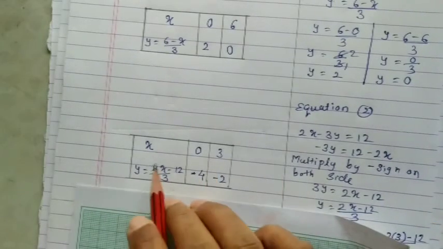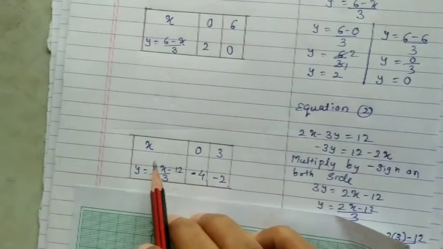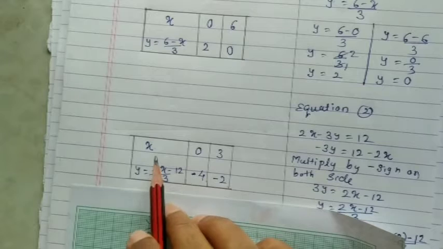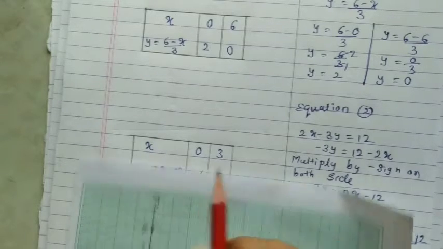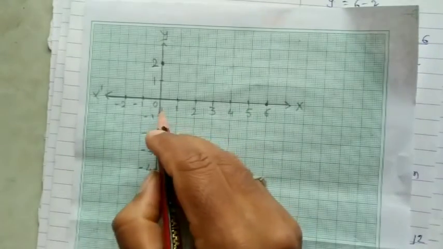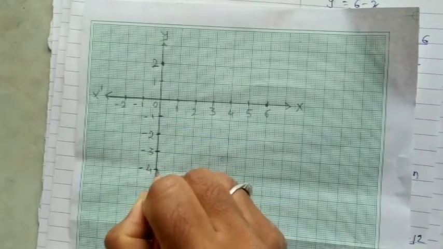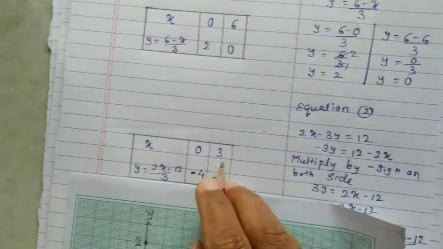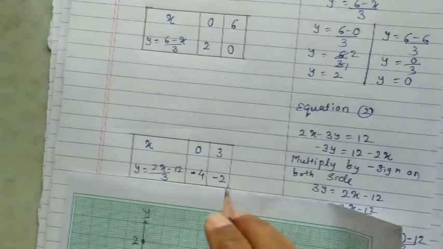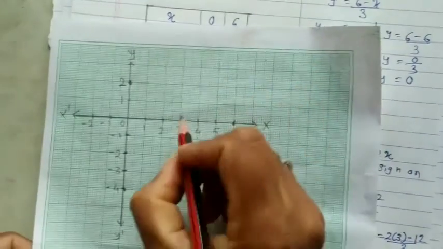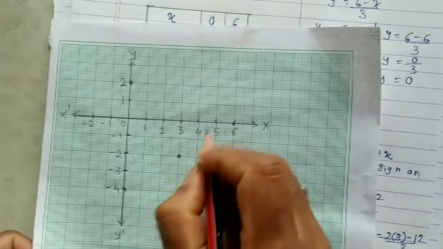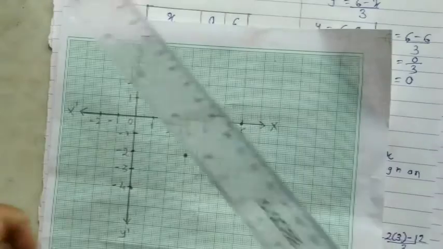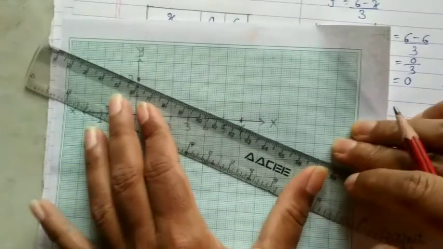Now let us plot the points for the other equation. When x is 0, what is the value of y? That is minus 4. And when x is 3, it is minus 2. So that is the next one. Now we are going to draw these lines.